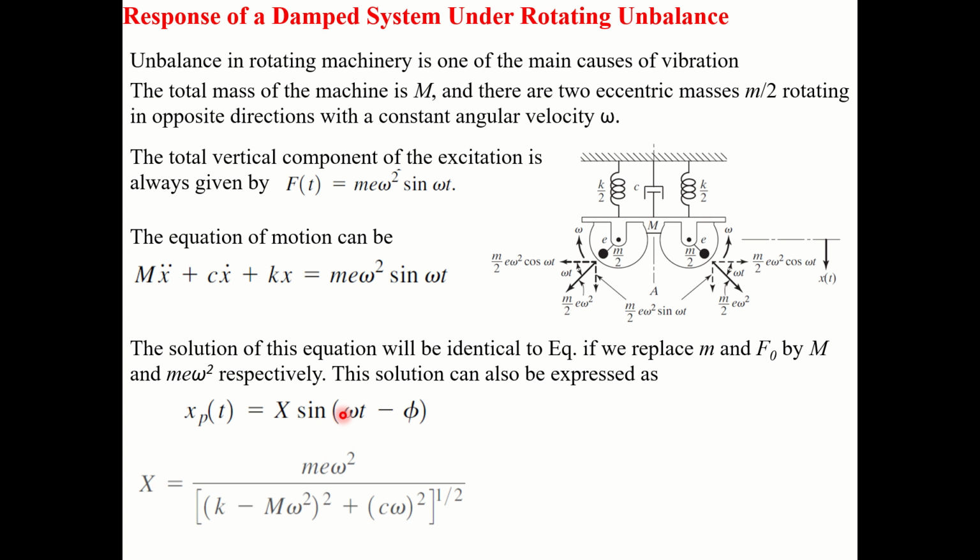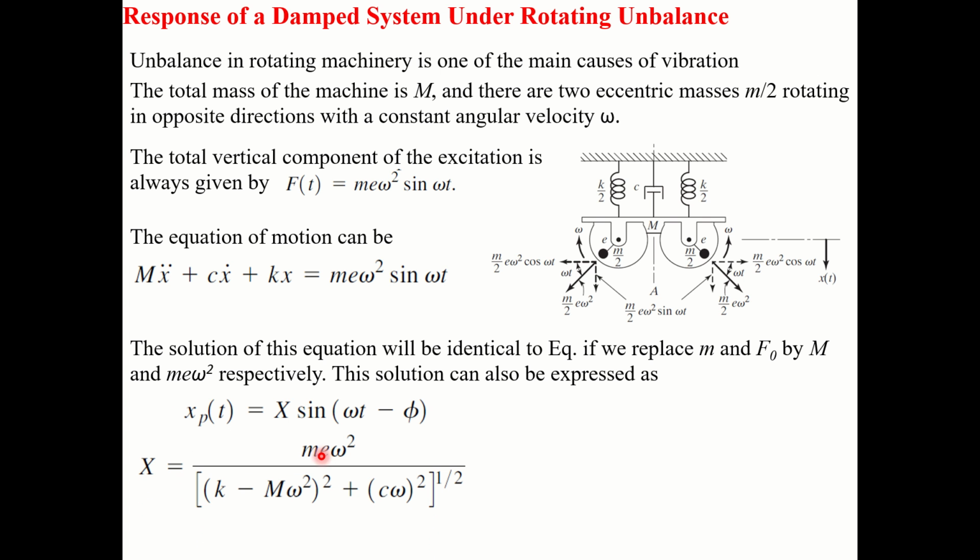Okay, the solution to this is X. What is f naught? Instead of f naught we are writing m u omega square, and instead of small m we are writing big M, the total mass. So you will get an equation the same as our first derivation.